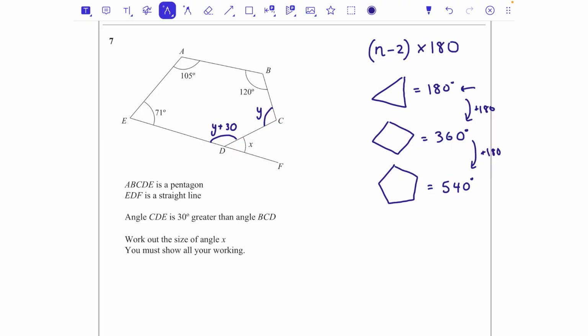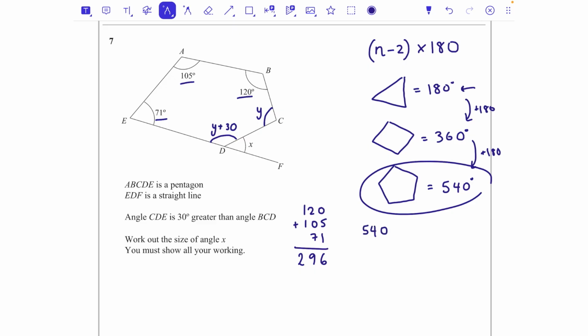in the exam. So here we go, we've got a 5-sided shape and we know that that adds up to 540. So far, what have we got? So I've got 120, 105 and 71. Let's add those together so far. 120, 105, 71. So 0 add 5 add 1, that's 6. 2 add 0 add 7, that's 9. And 1 add 1 is 2. So I've got 296 degrees so far.